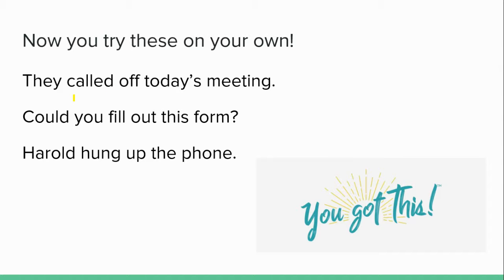This sentence says, they called off today's meeting. They is the subject of this sentence. What did they do? They called. And what they called was today's meeting, but they also called off. Off is how they called. Works together to make a phrasal verb.